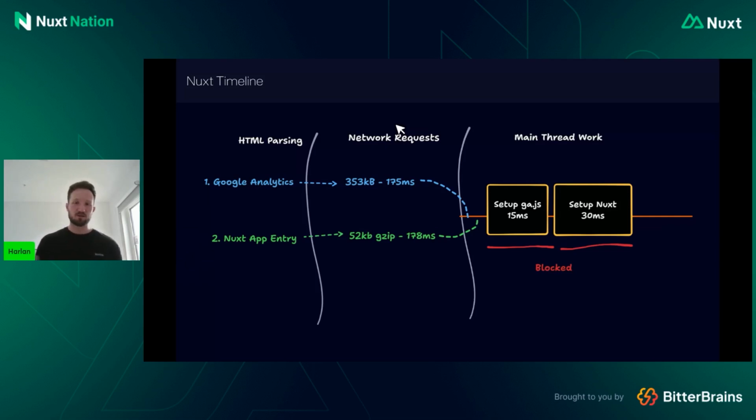Well, Google Analytics needs some time to set up on the main thread. I'm not exactly sure what it's doing in this time. I did a quick benchmark, and it was around 15 milliseconds. So during that 15 milliseconds, our Nuxt app, even though we've loaded in our entry script, is blocked from actually starting. So that's going to delay everything. It's going to delay your app interactivity. So not good.